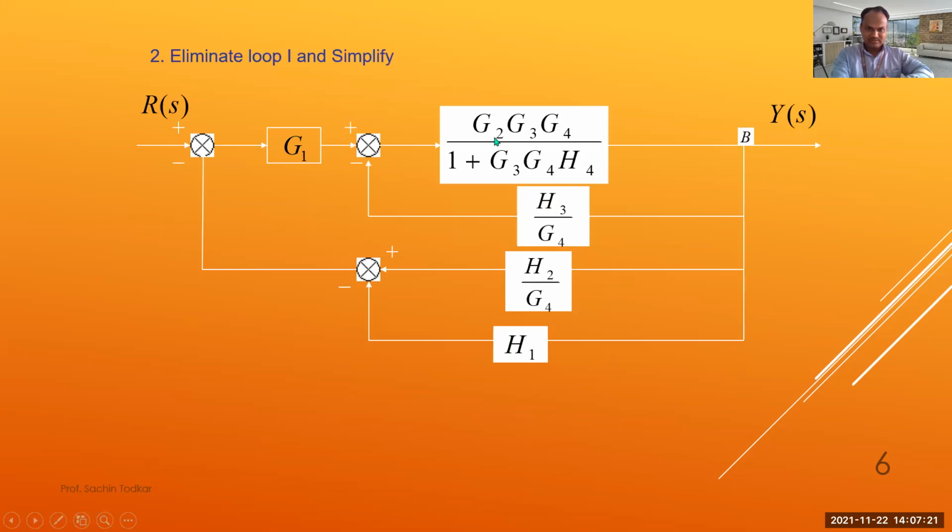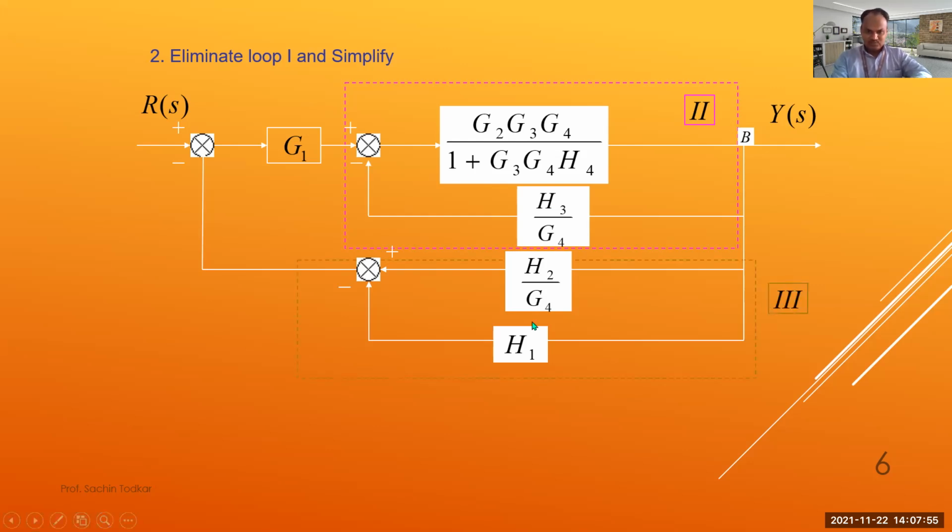So after simplification, G2 is multiplied here with G3, G4 divided by 1 plus G3, G4 into H4. This is the simplification of the feedback loop, and this is the multiplication of the G2 function as it is in cascade. Then we are going to simplify these functions. Now again, you can see loop number 2 is easy to evaluate because it is simply a feedback function with negative sign. So we can simplify it.